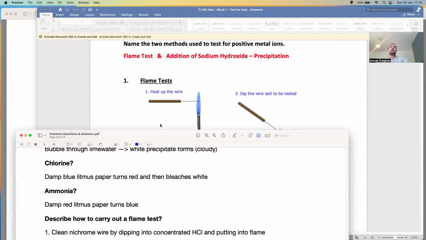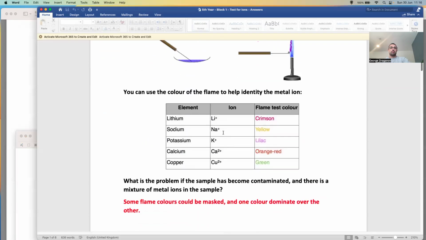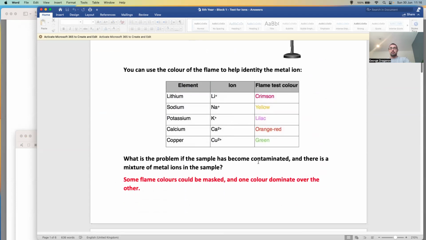Now, some other important points to mention is, what's the problem if the sample is contaminated? Well, then there'll be a mixture of metal ions, which will mean the flame colors could be masked, and one color will dominate the other color. So that is obviously going to be an issue.